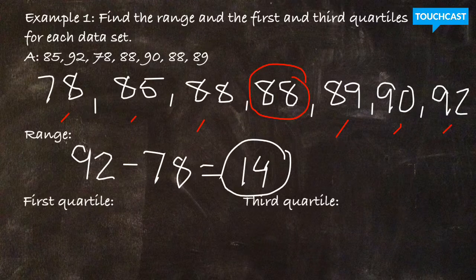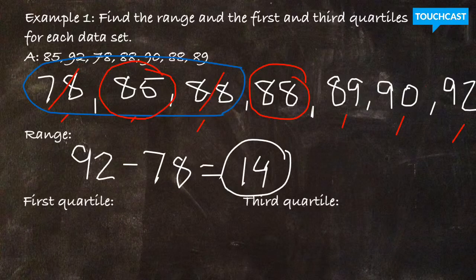So to find the 1st quartile, I need to look at everything that's smaller than my median, and I want to find the median of those numbers. So I want to find the middle number of 78, 85, and 88. So we can cross off the 78 and the 88, which means our 1st quartile is 85.